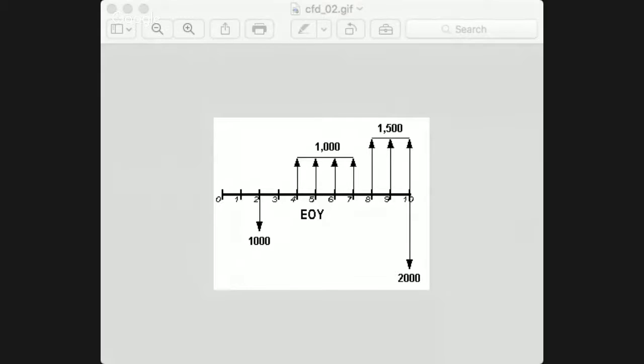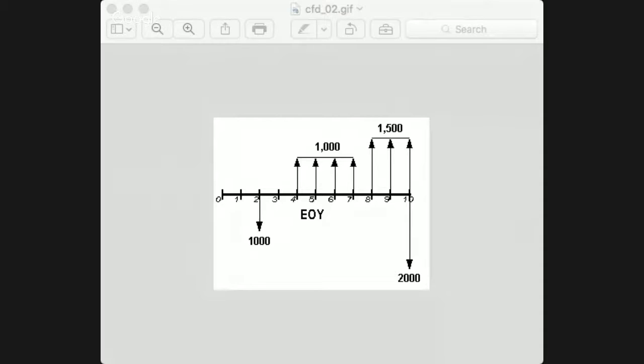And we have cash flows at the end of year 2. The cash flows that we're concerned with here, unless otherwise noted, all happen at the end of the period. So the $1,000 you see there is at the end of year 2, and that is an arrow going down, which indicates a negative cash flow. So that would be $1,000 out of my pocket, out of my company's pocket.